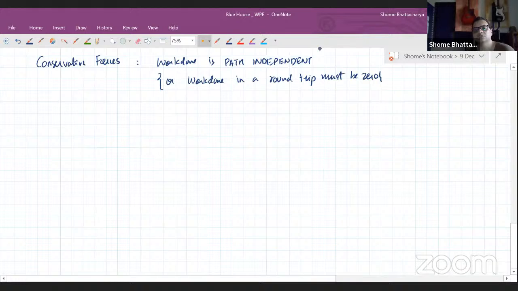Now another example of this. No, Samarth, we cannot say that. We will come to the definition of potential energy later.